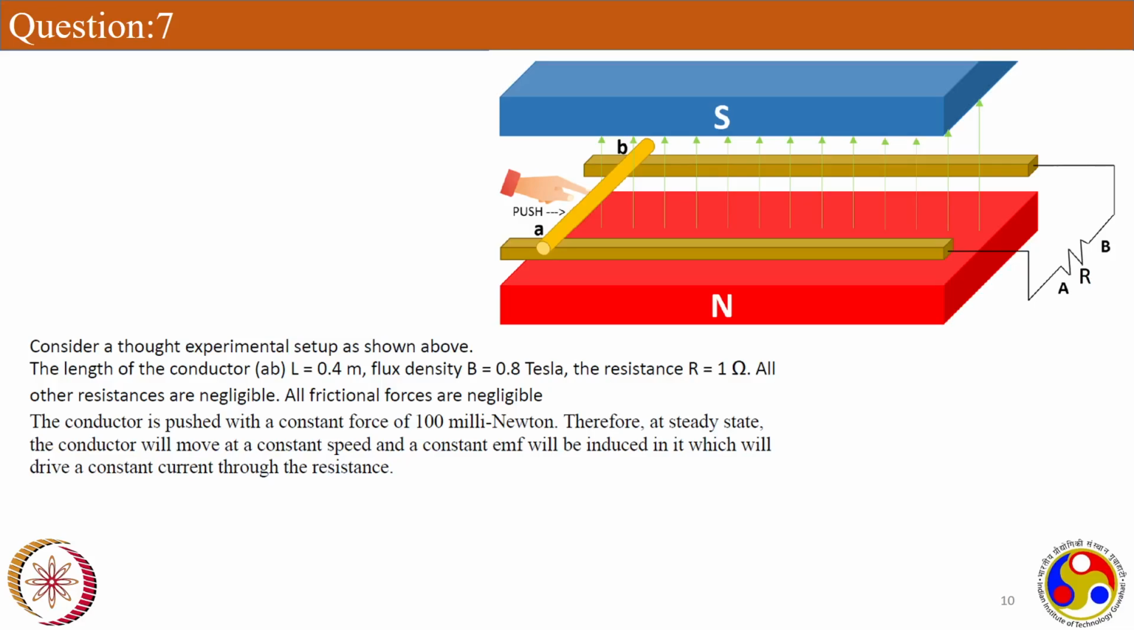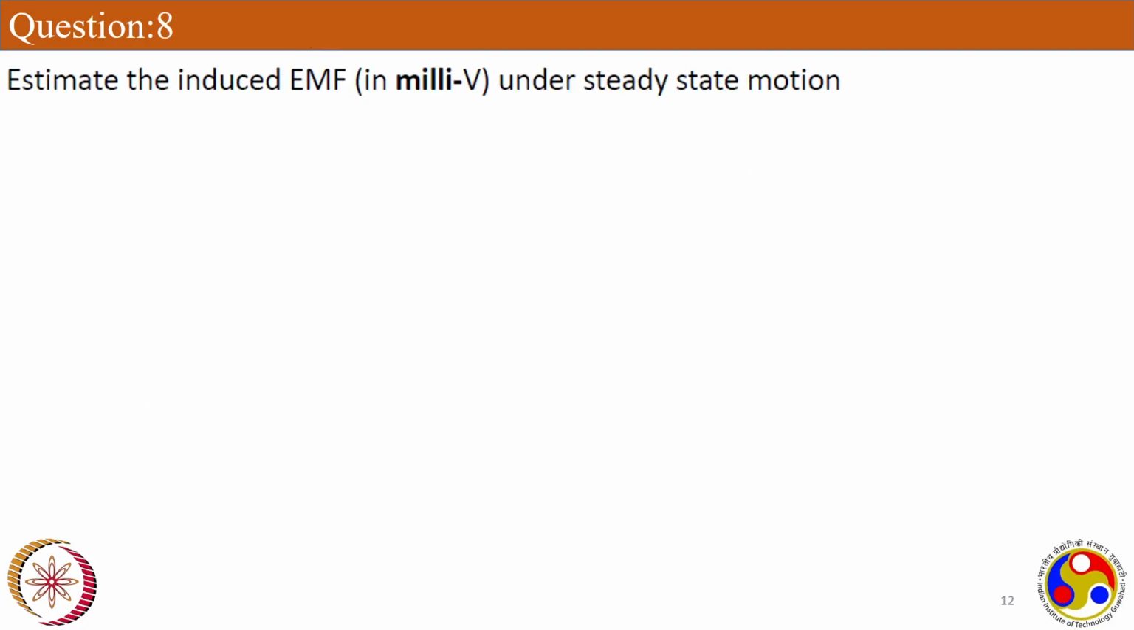Can you estimate the induced EMF now? So again, what is the magnitude of induced EMF we have seen? E is equals to, okay, I will write the formula here. E is equals to BLV, where B is the magnetic field intensity, and L is the length of the conductor, and V is the velocity. But what is the problem with this equation?